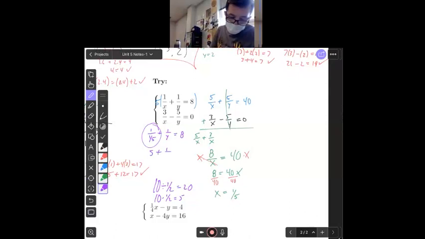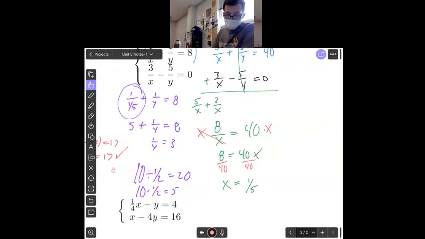So 5 plus 1 over y is 8. So 1 over y must be 3. Again, we could solve this the same way we solved this, or we could think about it. If 1 divided by 1/5 is 5, 1 divided by what is 3?